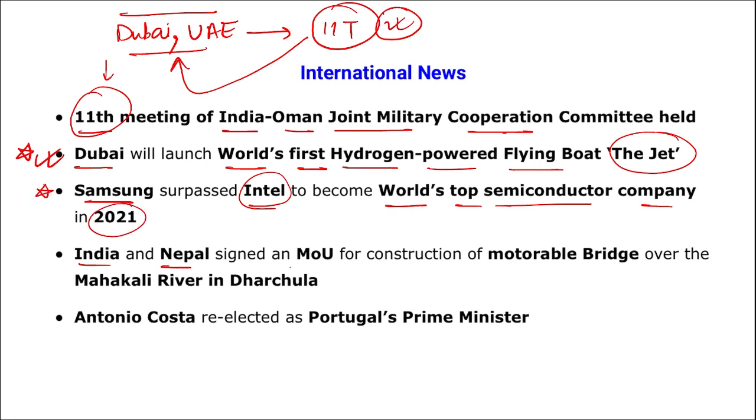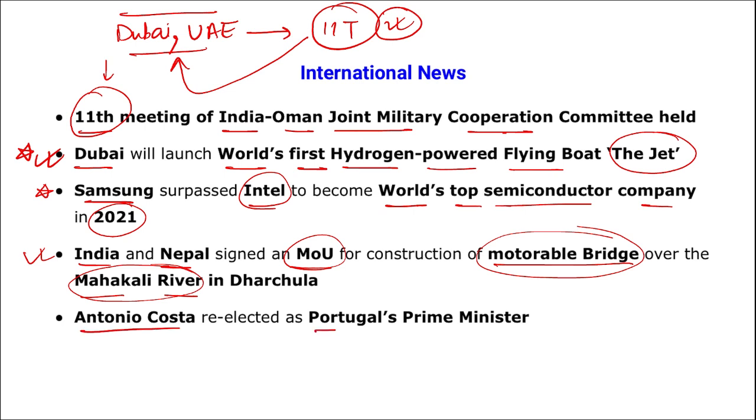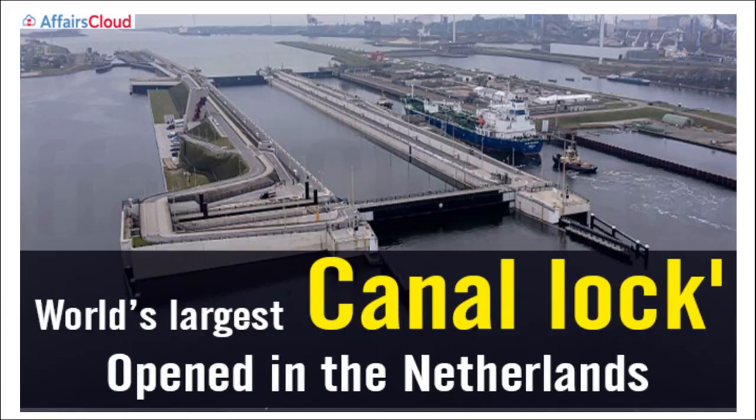India and Nepal signed an MOU for the construction of a motorable bridge over the Mahakali River in Dharchula. Remember, the question will be asked in such a way, it won't be asking what will be built, it will be asking they are constructing a motorable bridge over what river. So the name of the river is important, Mahakali River. Then Antonio Costa has been re-elected as Portugal's prime minister.